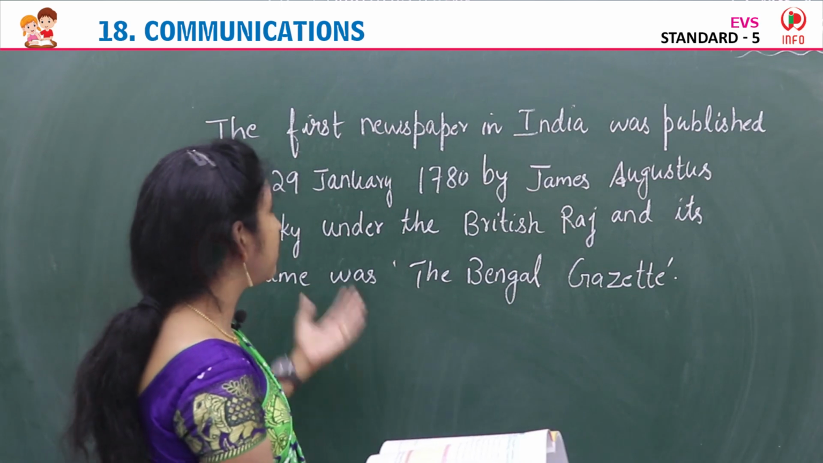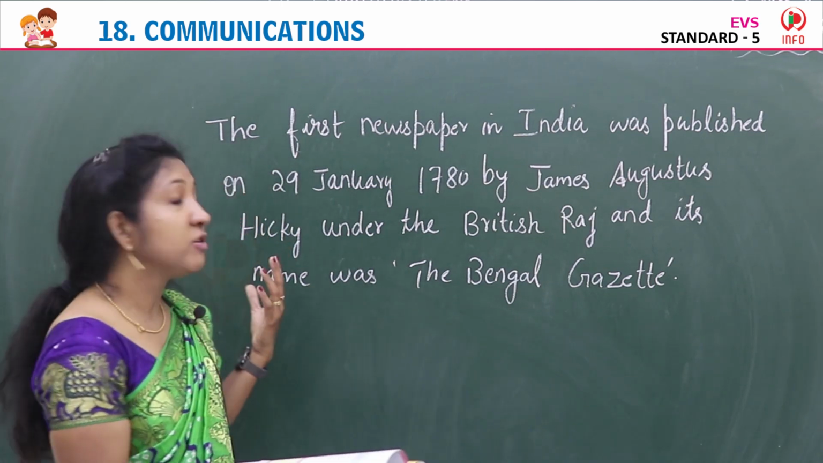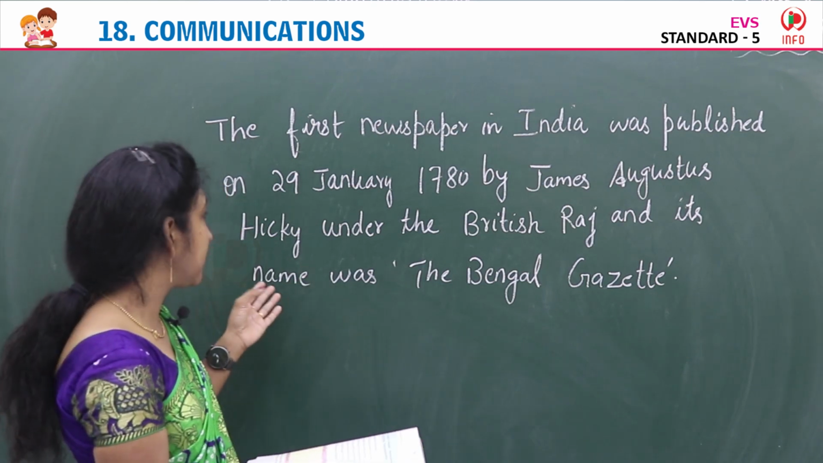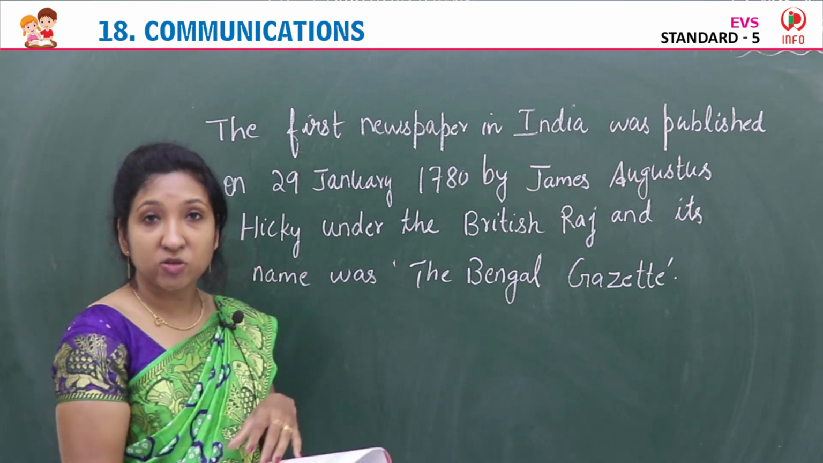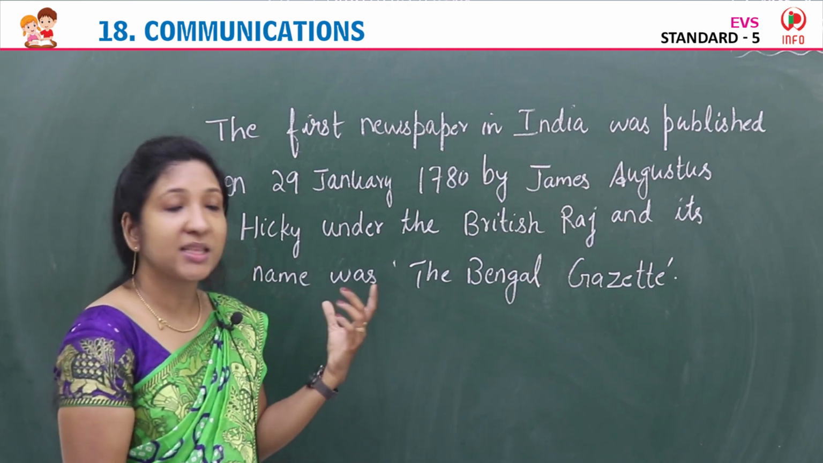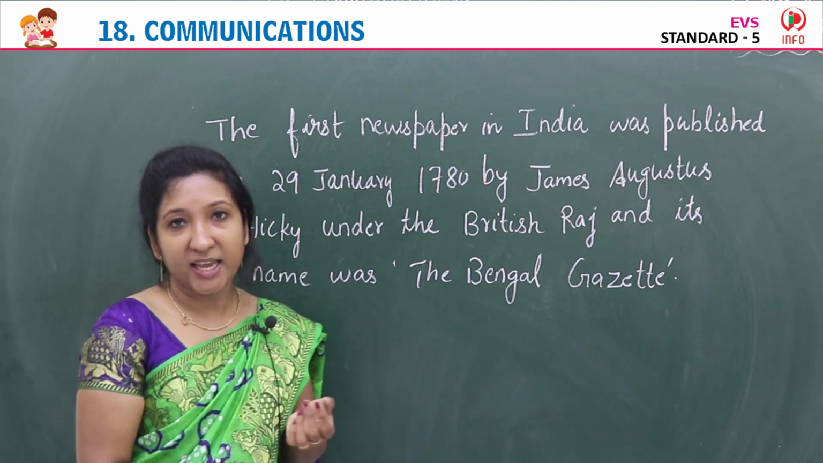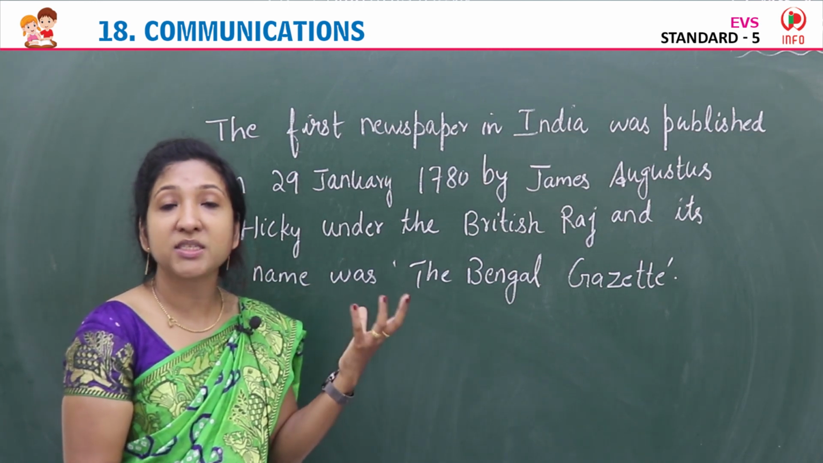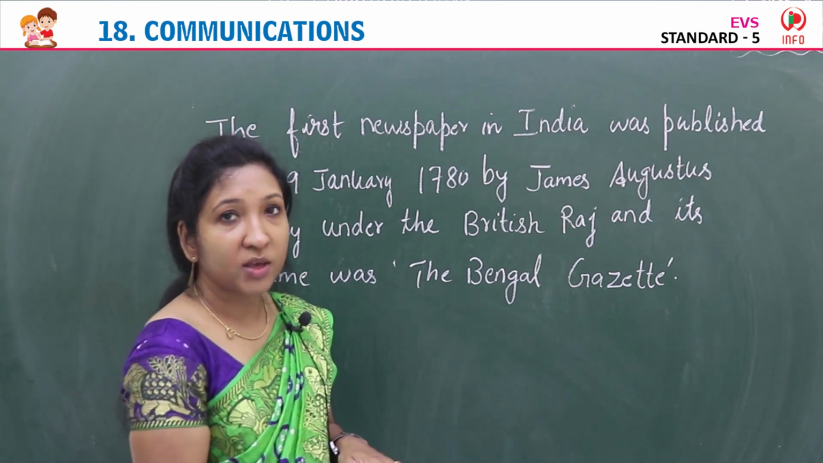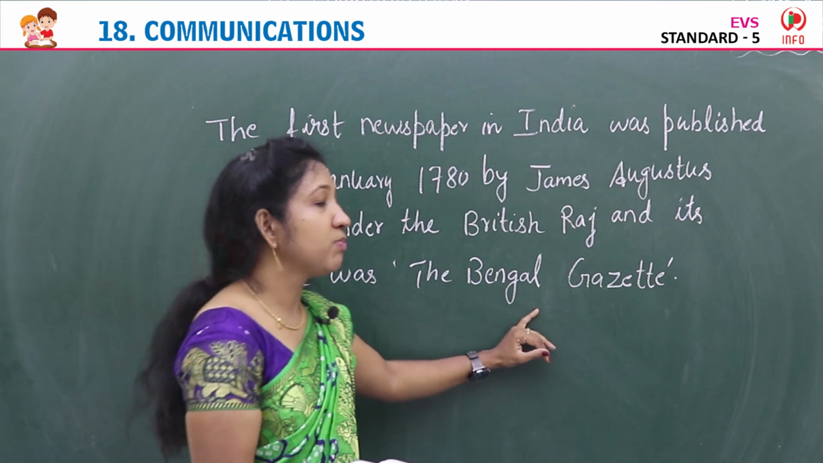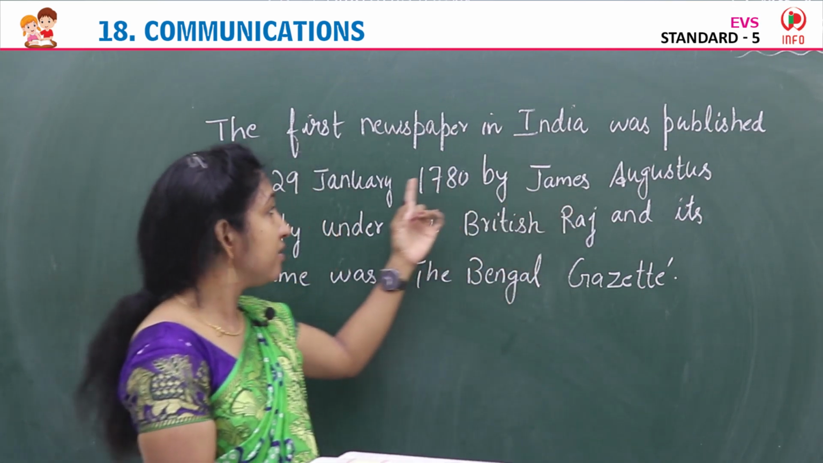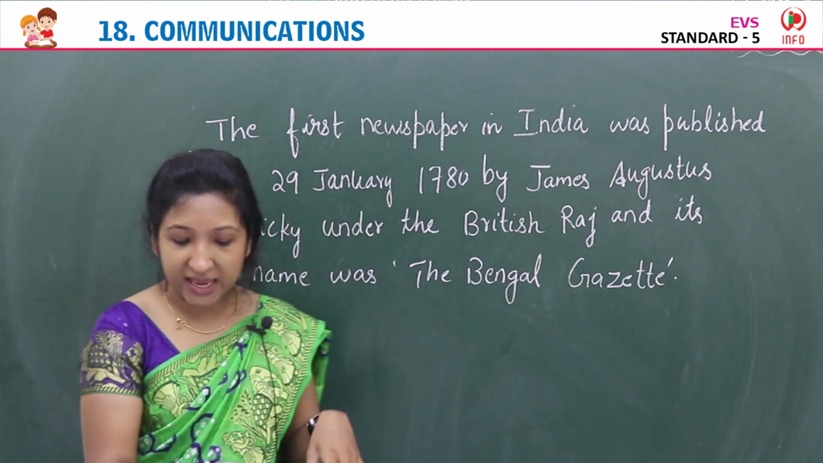The first newspaper in India was published on 29th January 1780 by James Augustus Hickey under the British Raj, and its name was the Bengal Gazette. Yes, this is the name of the first newspaper published in India. It was founded in Calcutta actually.